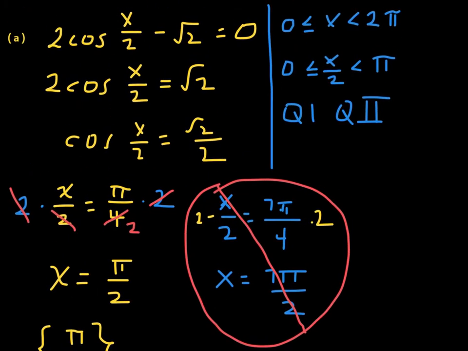I said that when we consider our values for x over 2, only look at values between 0 and pi to make sure that you are, at the end of the day, giving an x value that is between 0 and 2 pi. When we just considered x over 2 greater than pi, in quadrant 4, our final answer ended up being greater than 2 pi for x. So this interval right here is really important, all right?